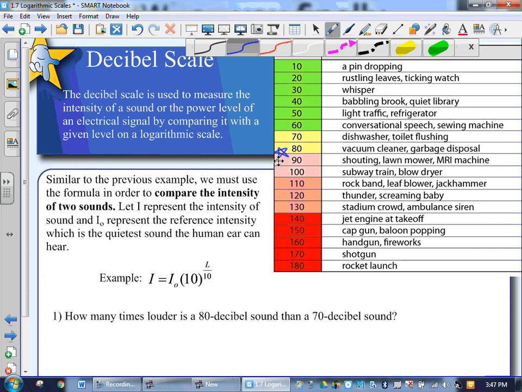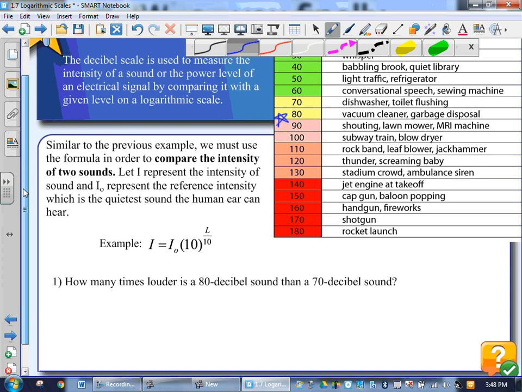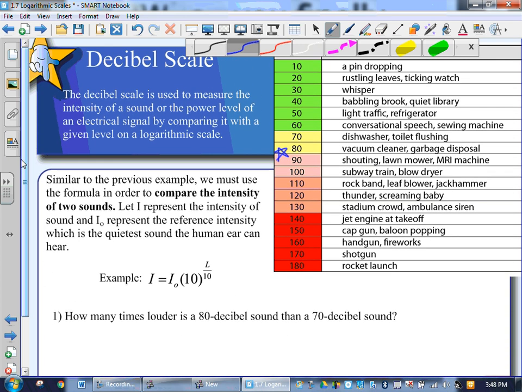If you notice in comparison though to our Richter scale, in the Richter scale it's going up by ones. Here we're increasing in increments of 10. So similar to the previous example, we must use the formula in order to compare the intensity of 2 sounds. Let I represent the intensity of sound, and I naught represent the reference intensity, which is the quietest sound the human ear can hear. So here is my formula.